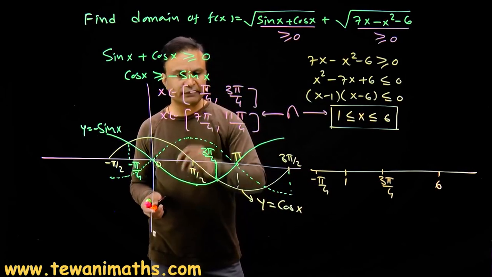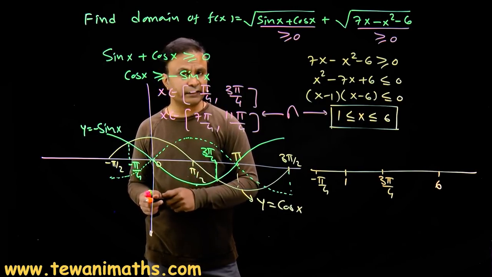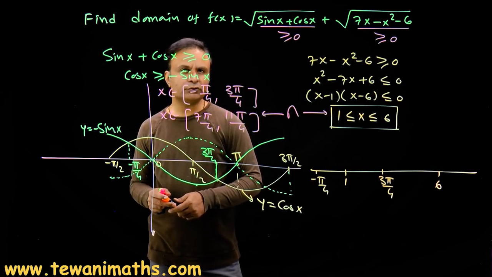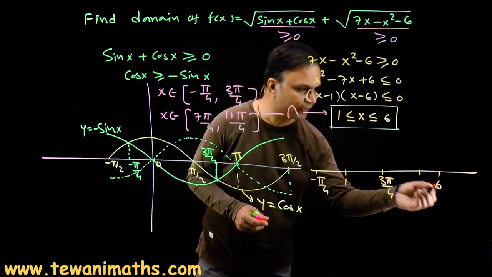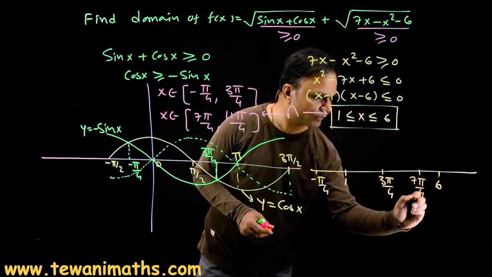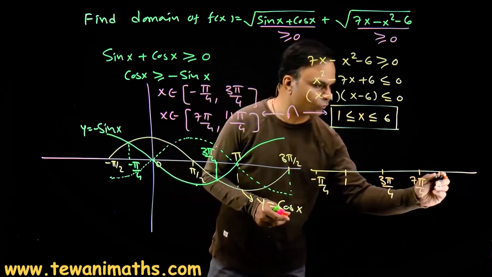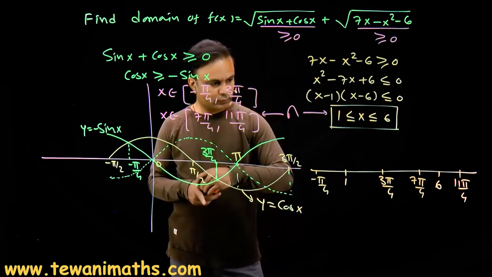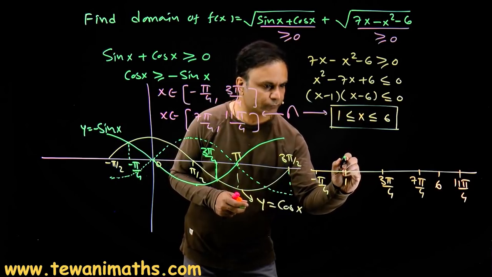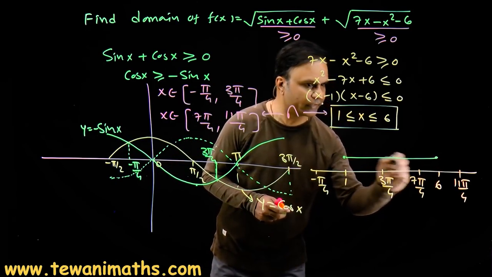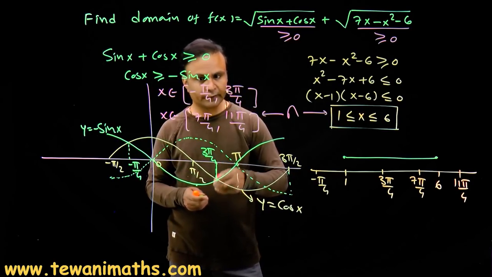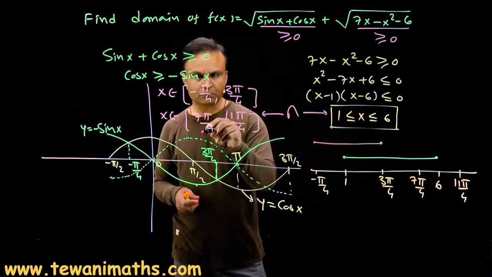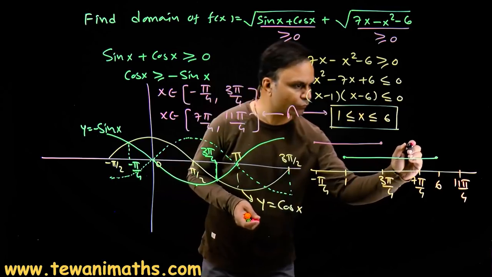Okay, this is 7 pi by 4, this is 21.98, approximately 22. 22 upon 4 is 11 upon 2, that is 5.5, so this will lie to the left of 6. Here we have 7 pi by 4. Obviously, 11 pi by 4 will lie to the right of 6. Okay. Now, here we have this interval, x belongs to 1 to 6. And we have minus pi by 4 to 3 pi by 4. Union, either this or this, that means union, 7 pi by 4.